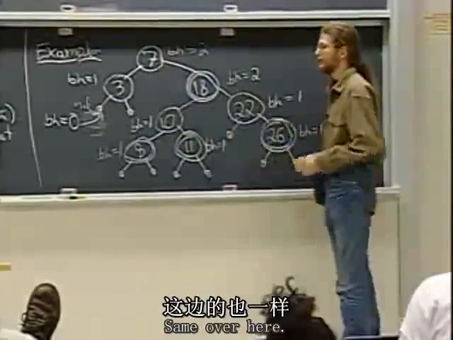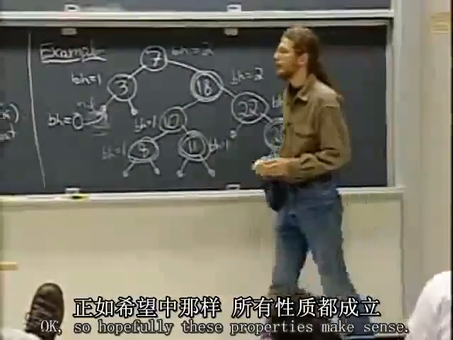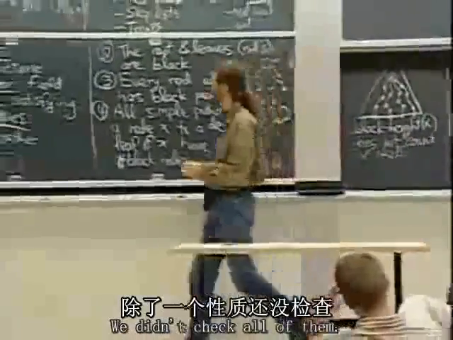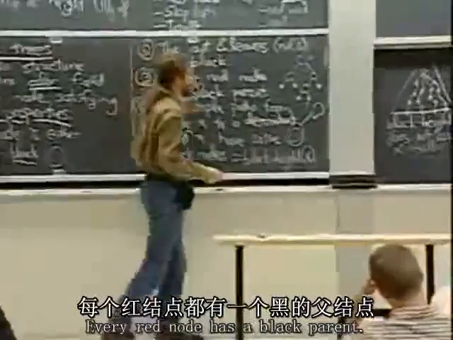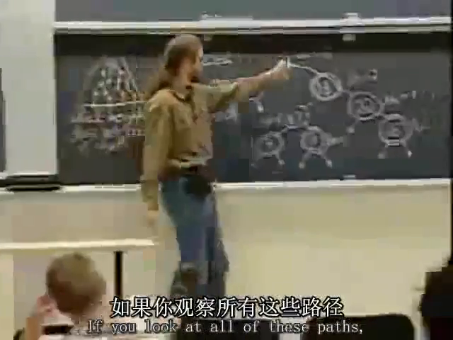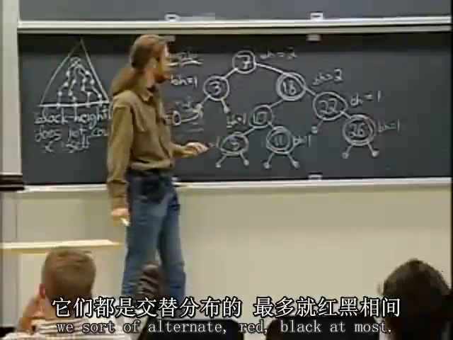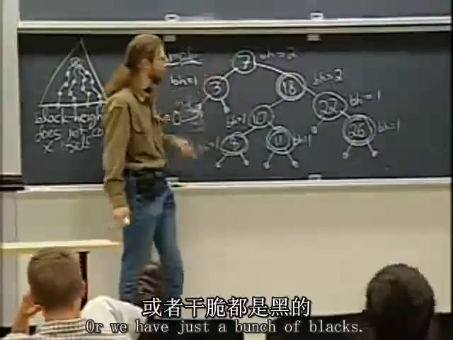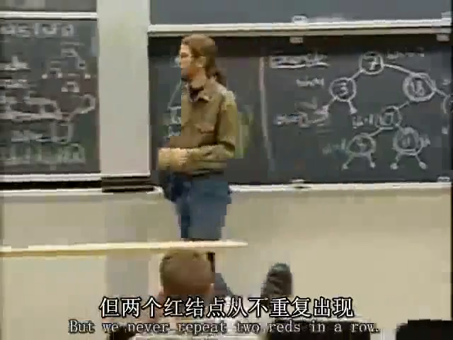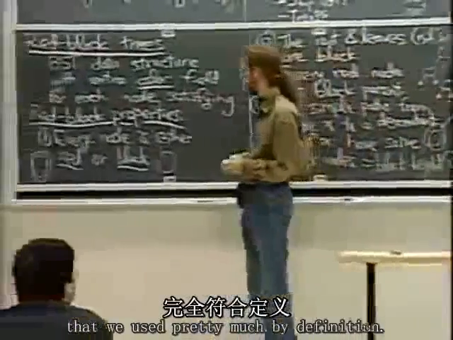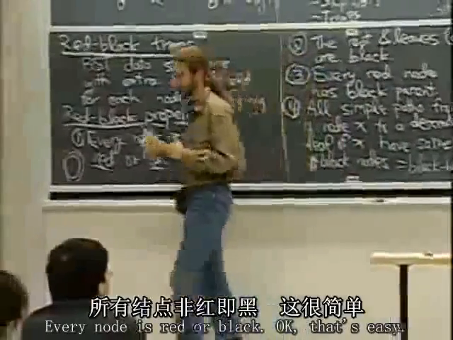Same over here. Okay, so hopefully these properties make sense. We didn't check all of them. Every red node has a black parent. If you look at all of these paths, we alternate red, black at most, or we have just a bunch of blacks, but we never repeat 2 reds in a row. The root and the leaves are black. That we used pretty much by definition. Every node is red or black. Okay, that's easy.